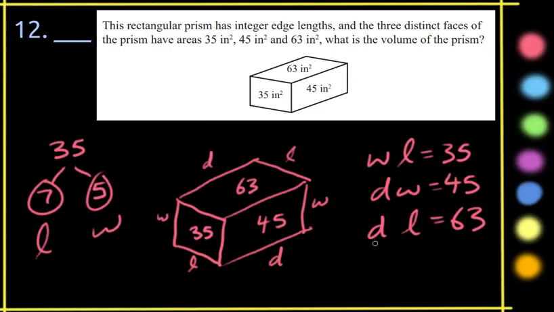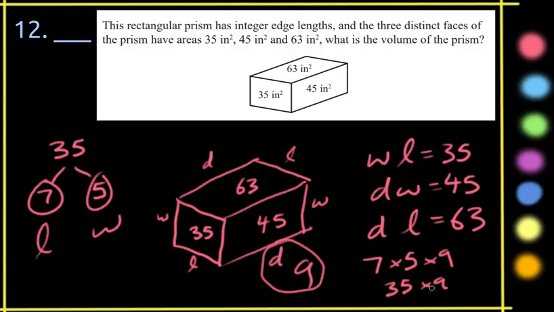And we can figure that out from the depth times the length is 63. That's the depth times 7 is 63. So the depth has to be 9. All right, so what do they want to know? They want to know the volume of the prism. Well, that's just the depth times the length times the width. You just multiply those three numbers together. So that's 7 times 5 times 9, which is 35, times 9. Let's see, 30 times 9 would be 270. Then you add another 45. That gets you up to 315 for the total volume on this one.